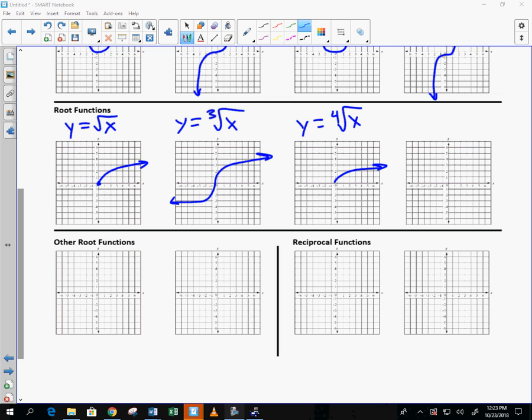And then how about the fifth root? Which one is that going to look like? Yeah, it's going to look like a cube root. I'm going to try to do a better job of drawing that one.